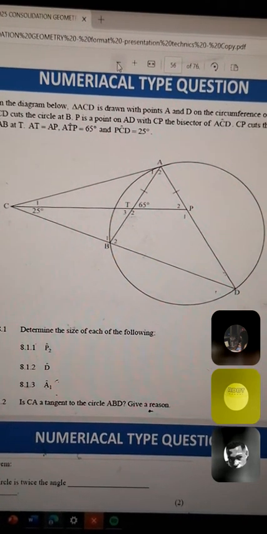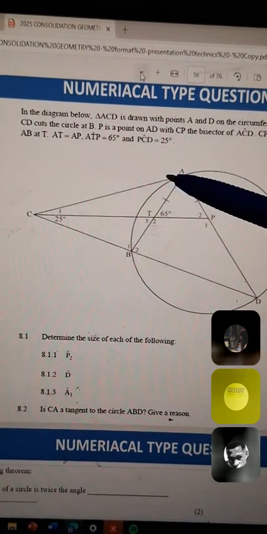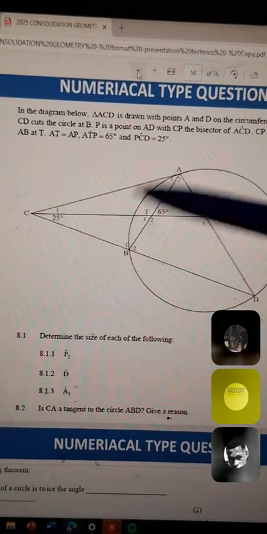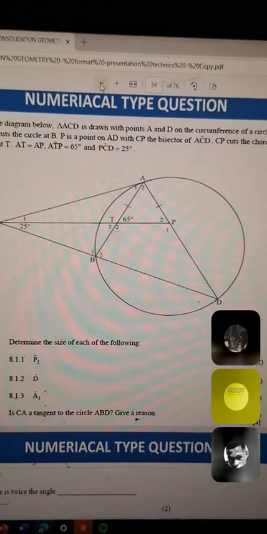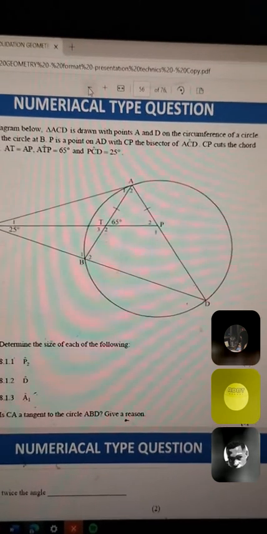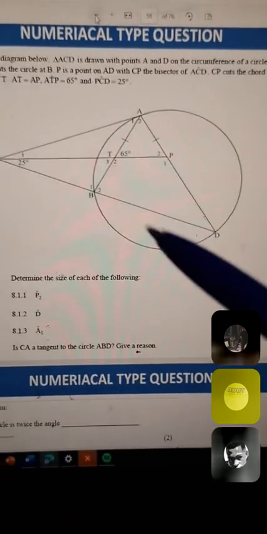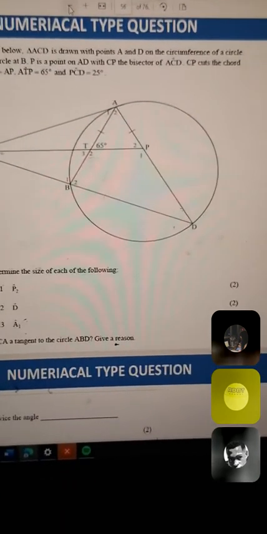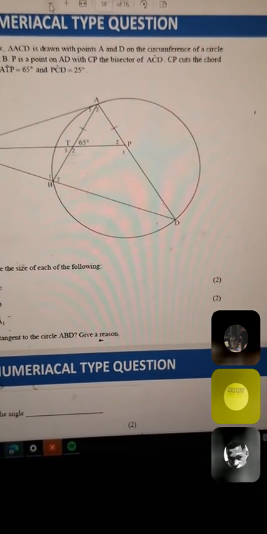We can start by writing A1 is equal to 40 degrees. Reason: proved. Then D is equal to 40 degrees. Proved. Angle A is equal to angle D, both equal to 40 degrees. Therefore, converse of... but we're not proving, so we can just leave it like that. It's always 2 marks.